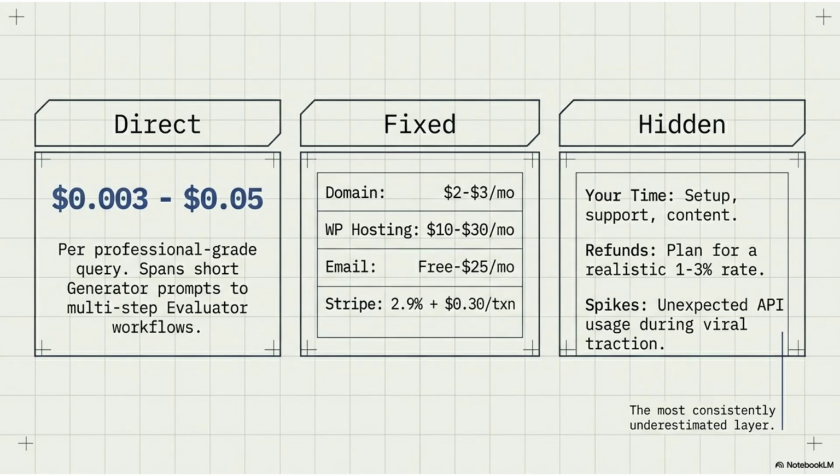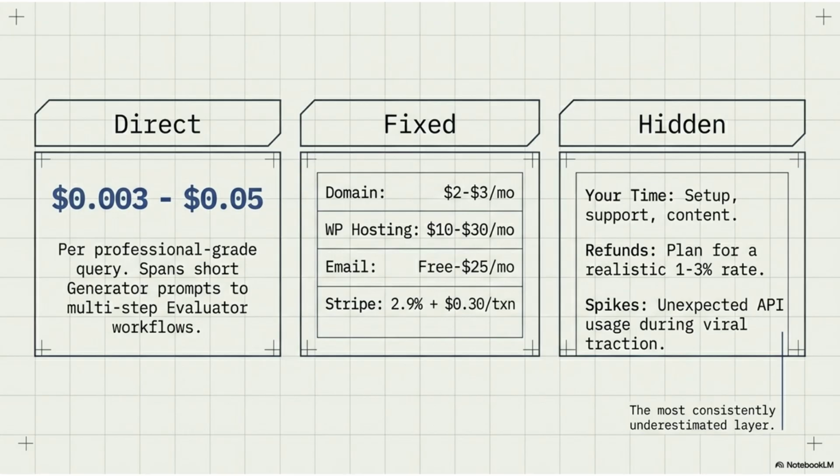And building without accounting for it tends to produce pricing that works at zero time cost and becomes unsustainable as the product grows. Refunds are worth planning for explicitly rather than treating as exceptions. A 1 to 3% refund rate is realistic for most digital products, and building that expectation into your financial picture from the start is more useful than being surprised by it later.